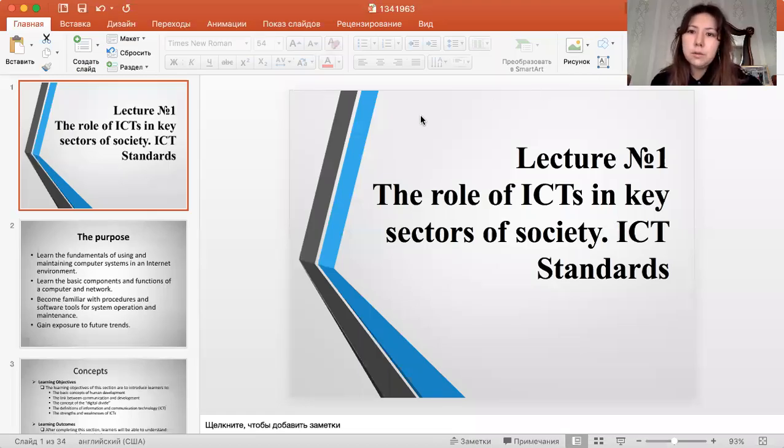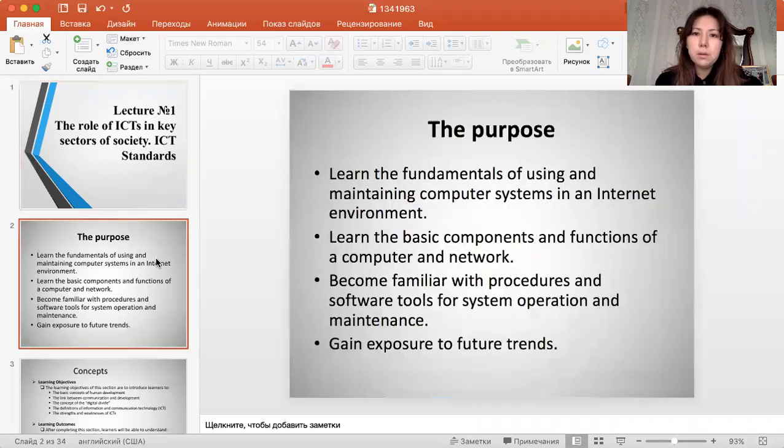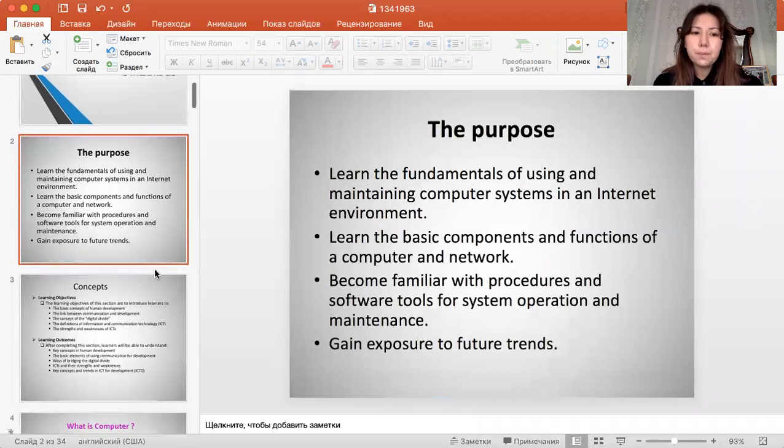Lecture 1: The roles of ICT in key sectors of society, ICT standards. The purpose: learn the fundamentals of using and maintaining computer systems in an internet environment. Learn the basic components and function of computer and network. Become familiar with procedures and software tools for system operation and maintenance. Gain exposure to future trends.